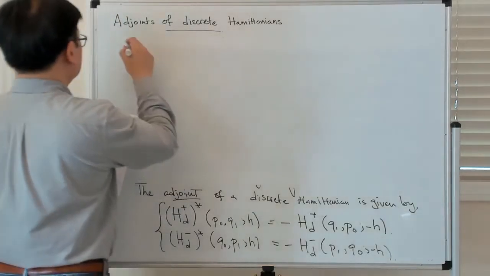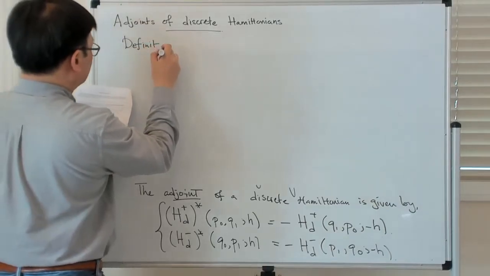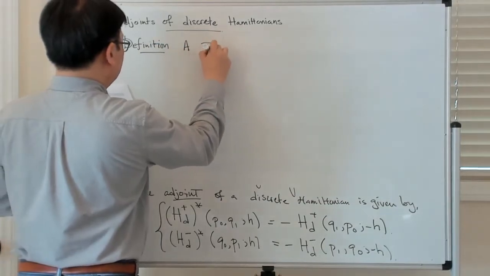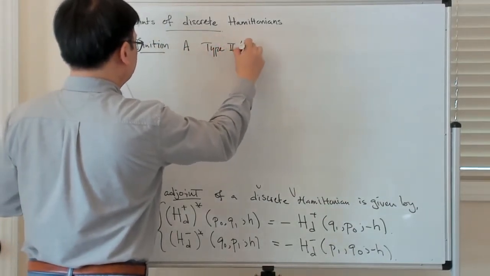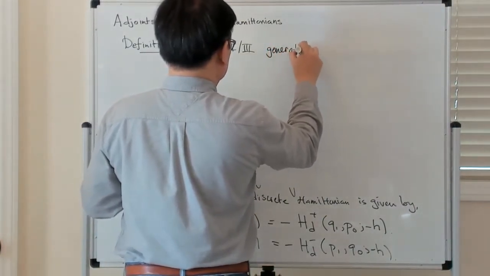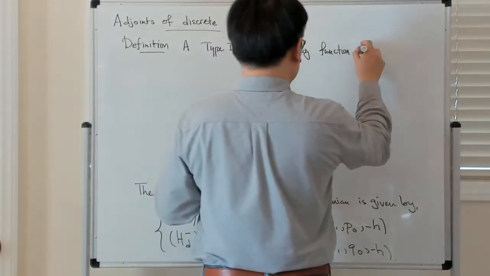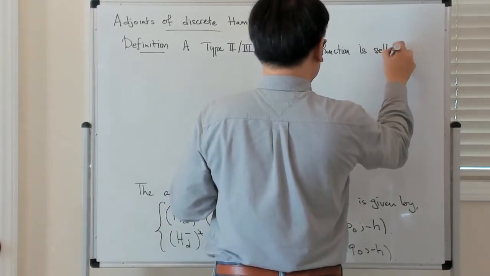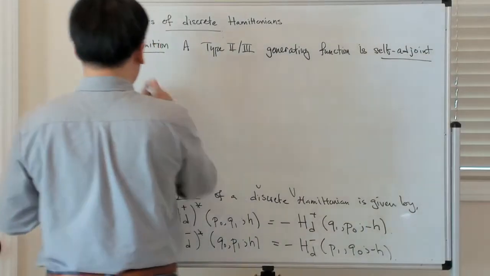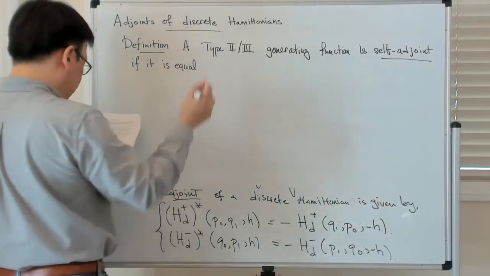So you can sort of say the definition is the following. A type 2 or 3 generating function is self-adjoint if it is equal up to equivalency.